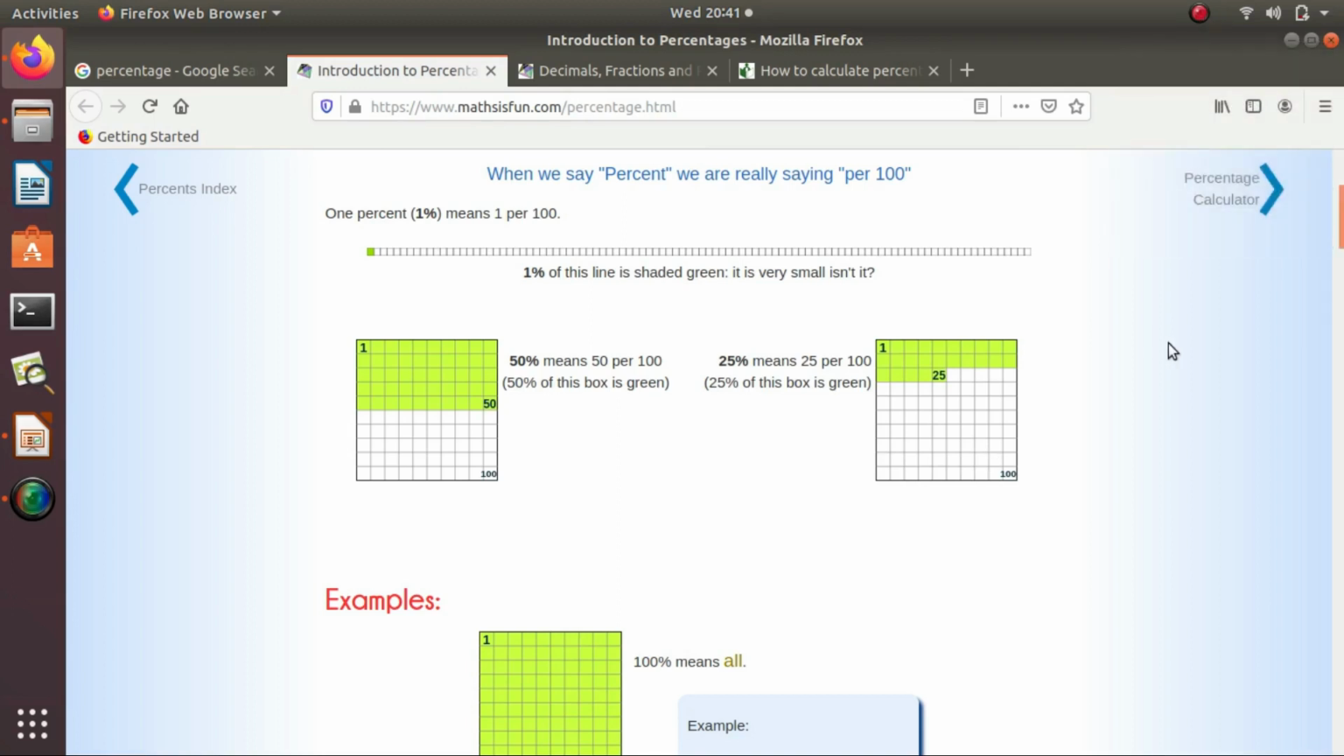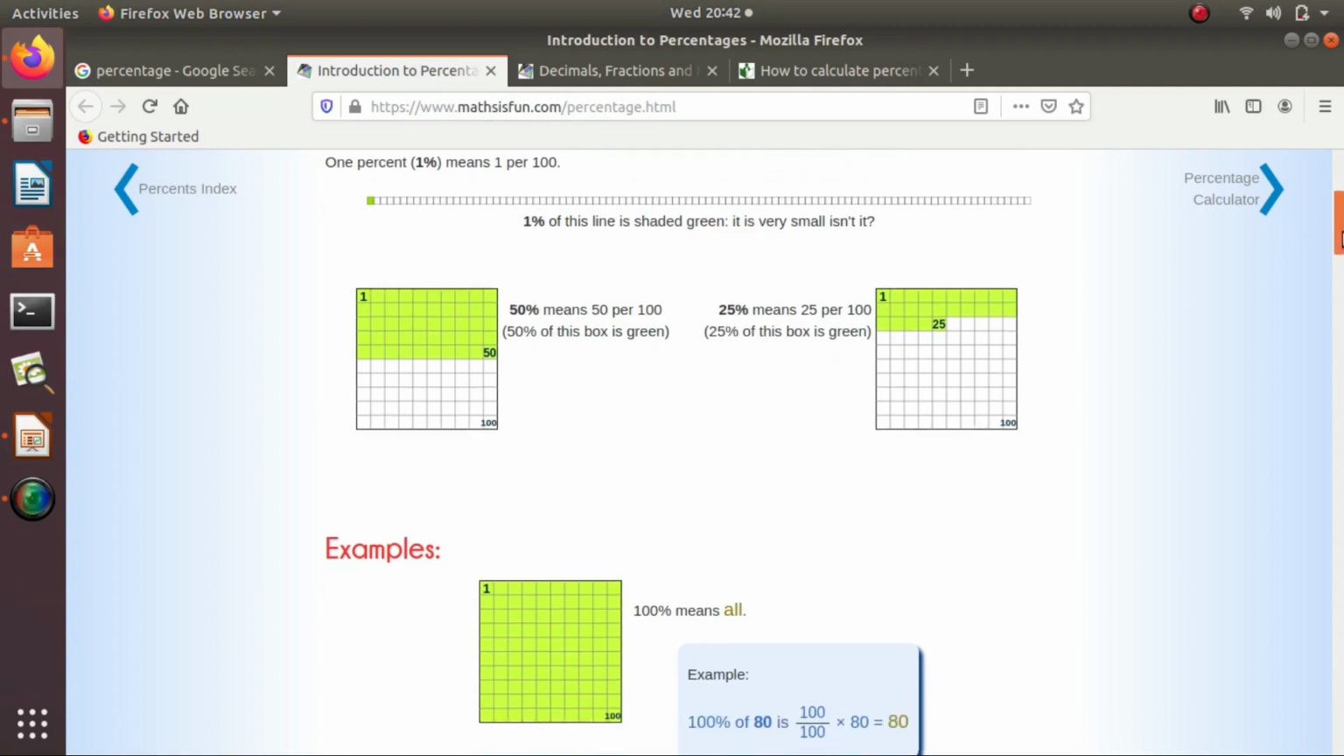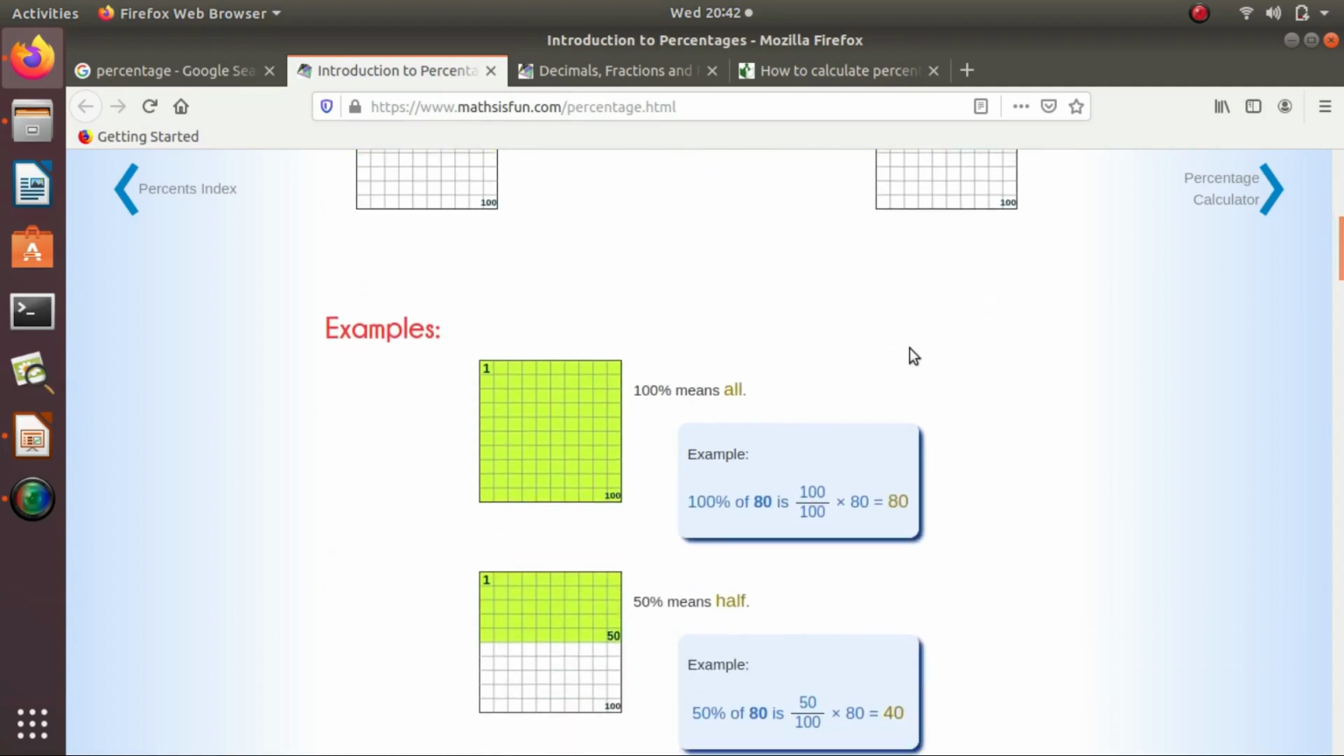We can compare this percentage with fraction also. In fraction also, whenever we pick certain parts from a total, then we denote it 50 by 100. So 50% is nothing but 50 by 100. Let me go through a few more examples. 100% means out of 100 we need to pick all the 100 parts.